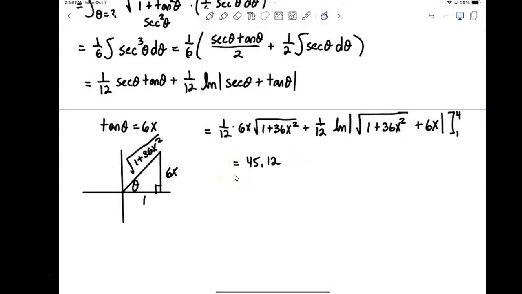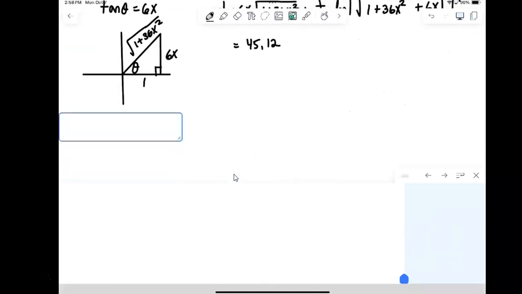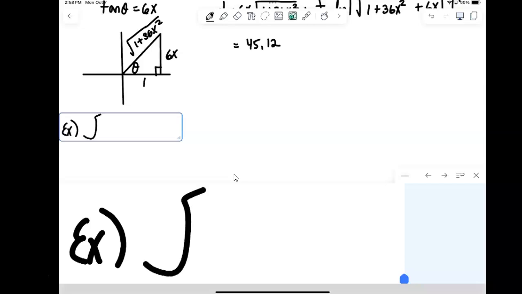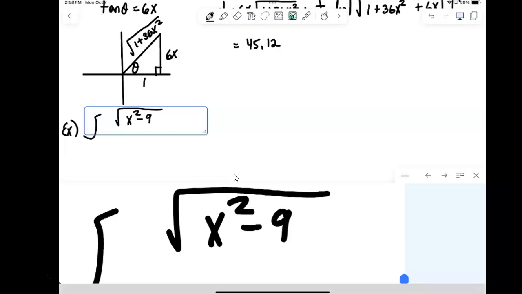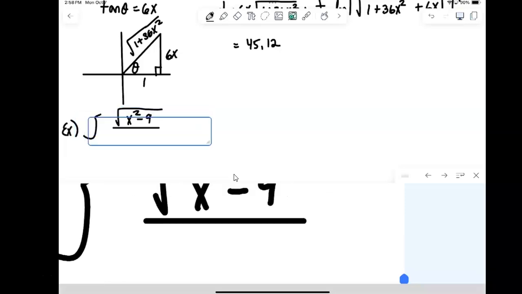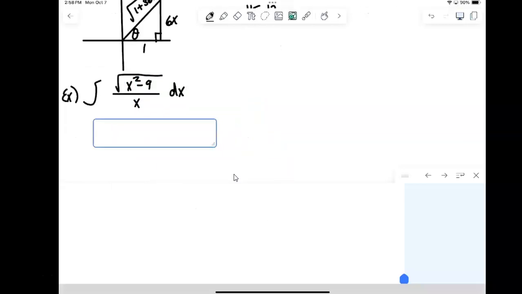Okay, so welcome back. We're now going to take a look at another example here. This time we're going to use a secant substitution. So we have the integral of the square root of x squared minus 9 over x dx. So we want to work this out.